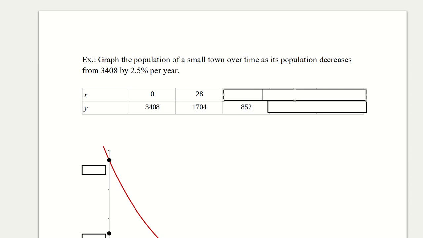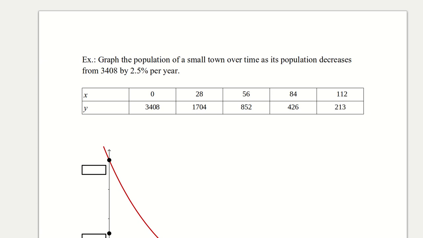So another 28 years passes, and the population has fallen in half. And it continues in that way. Another 28 years, so we add 28 to 56. And we take the 852 and continue dividing it by 2. Another 28 years, 112 years from when we started, and the population has fallen in half yet again to 213.